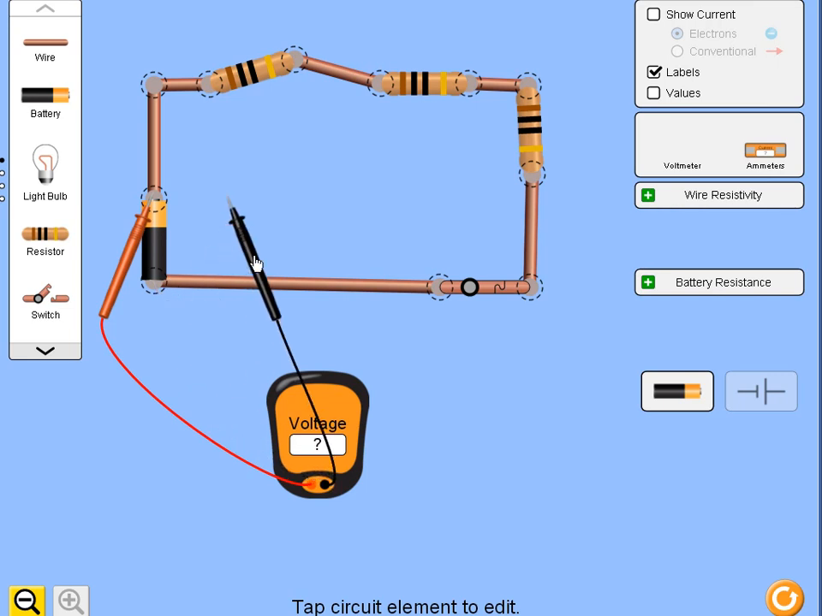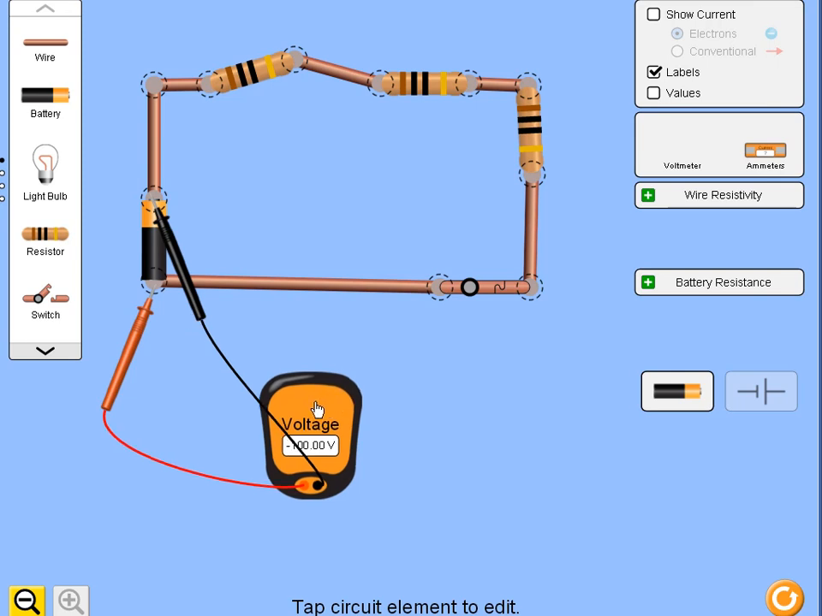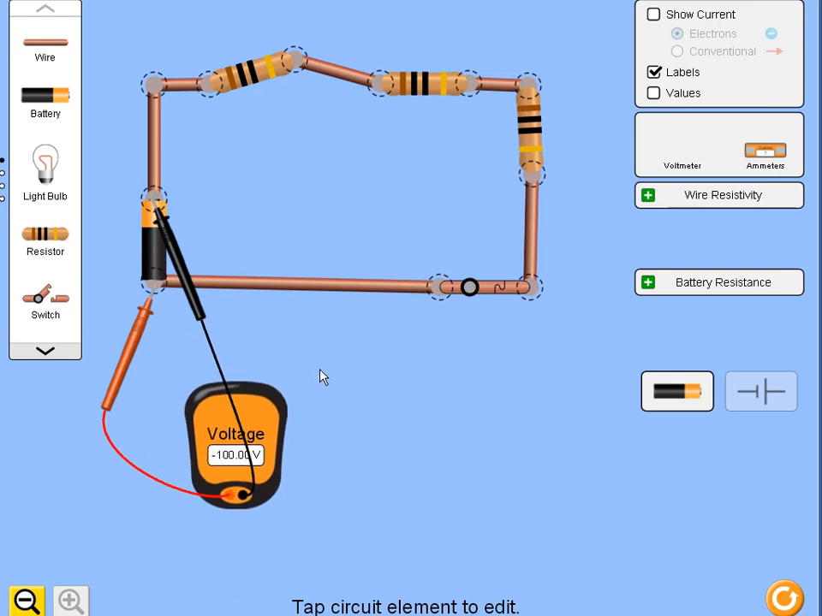Now, if I go the other way around, you should expect that the voltmeter reading would be what? If you said it would be a negative 100 volts, then you would be absolutely correct. Okay, so again, we're measuring the voltage of the red wire compared to the voltage of the black wire.